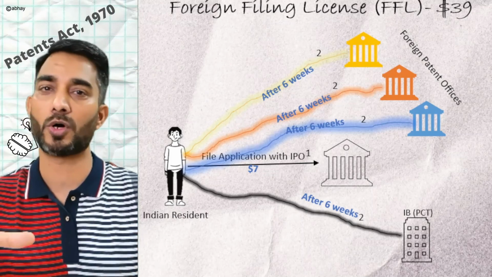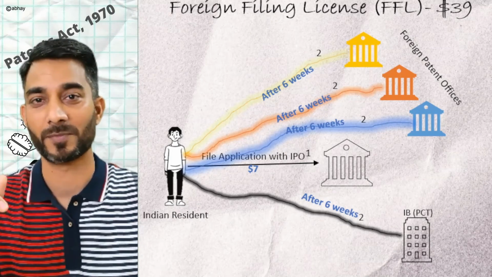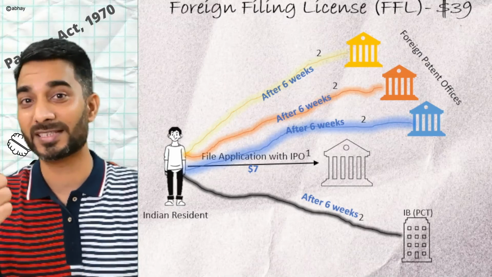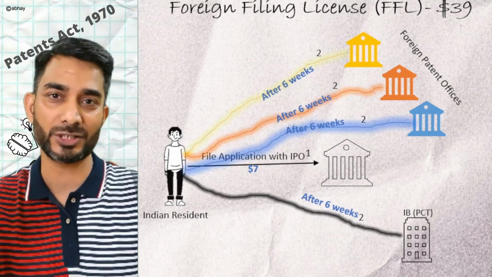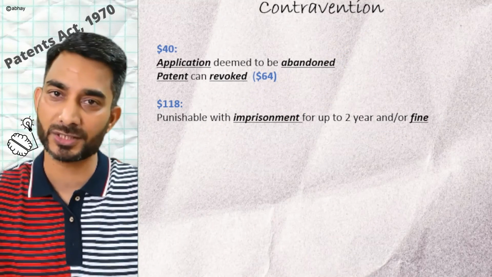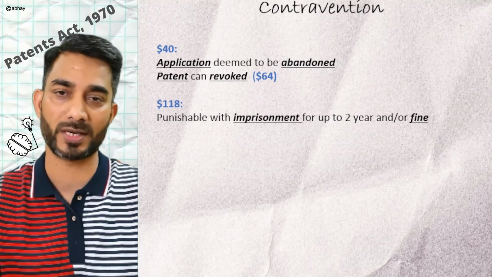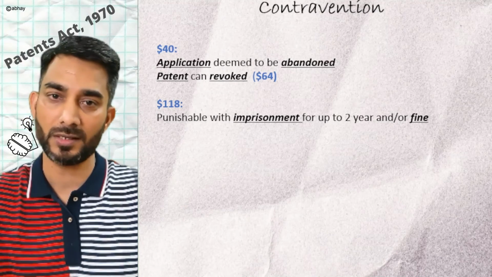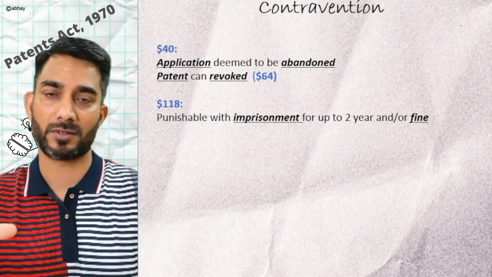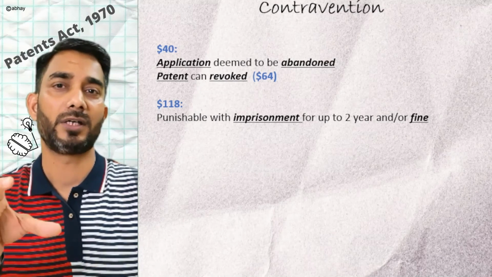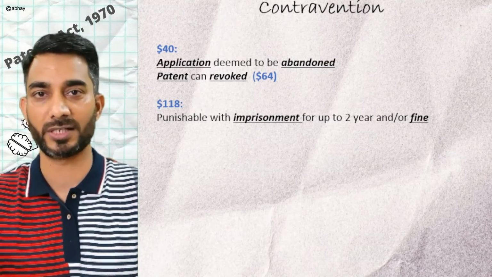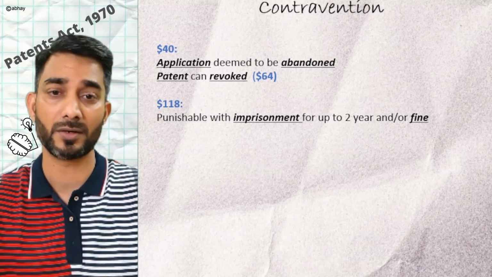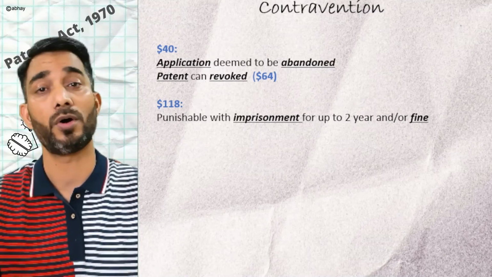Now we have talked about all the folks who are complying with the requirements. We always have to talk about the people who are not complying. So as we discussed in the last episode, for such non-compliances, we have two sections, Section 40 and Section 118, for dealing with non-compliance. As per Section 40, an application will be deemed abandoned if contravention of Section 39 is found. Similarly, an applicant will be punishable with imprisonment for up to 2 years and or fine.